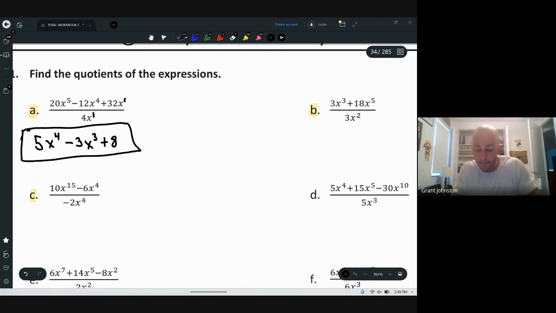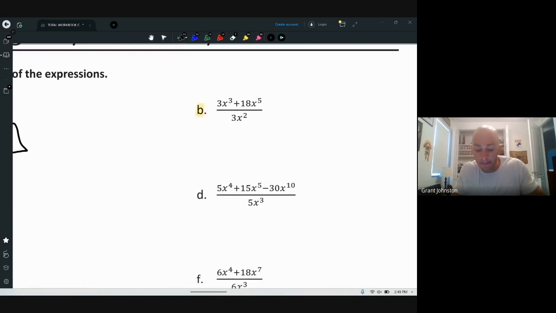So on B, we divide the coefficients. 3 divided by 3 is 1, so I don't even need to write that. X to the third divided by x to the second: 3 minus 2 is 1, so this is just going to be a 1x. 18 divided by 3 is 6. And then x to the fifth divided by x to the second: 5 minus 2 is 3. So x plus 6x to the third is your answer.